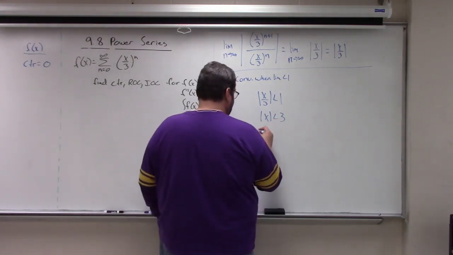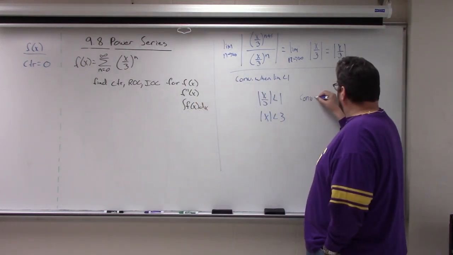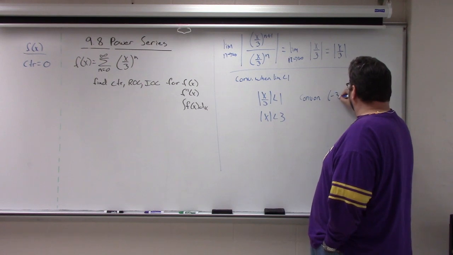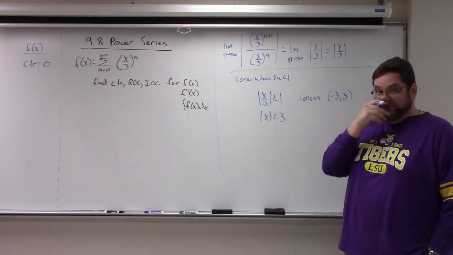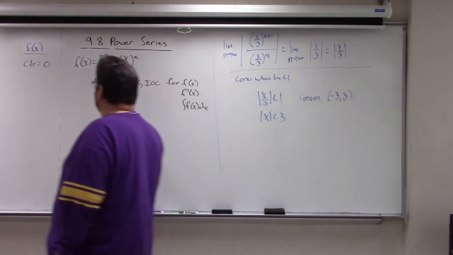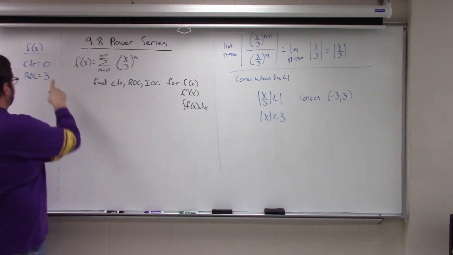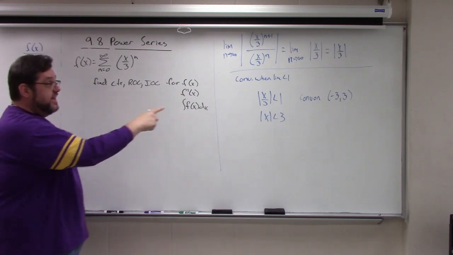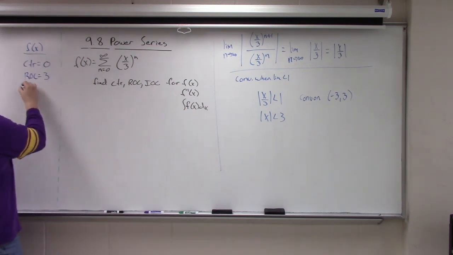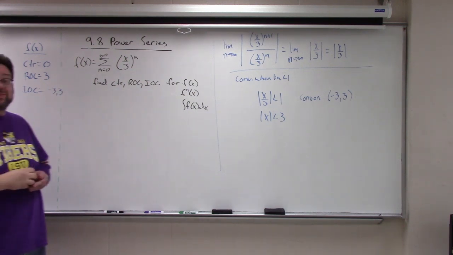All right, this means we're going to converge on -3 to 3, because that's where the absolute value of x is less than 3. So my radius of convergence is going to be 3, because the distance from the center to 3 is 3. The distance from the center to -3 is 3. And my interval of convergence is going to go from -3 to 3, but I don't know about the endpoints yet. I have to check those.